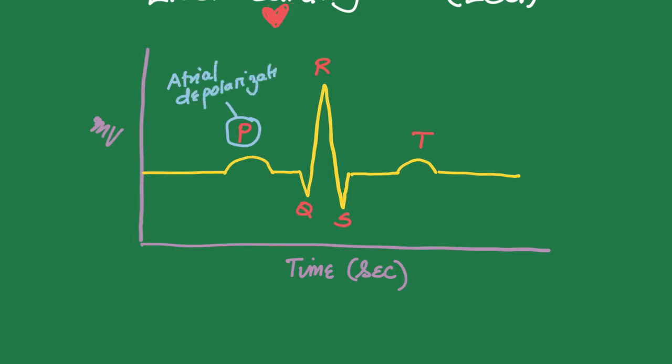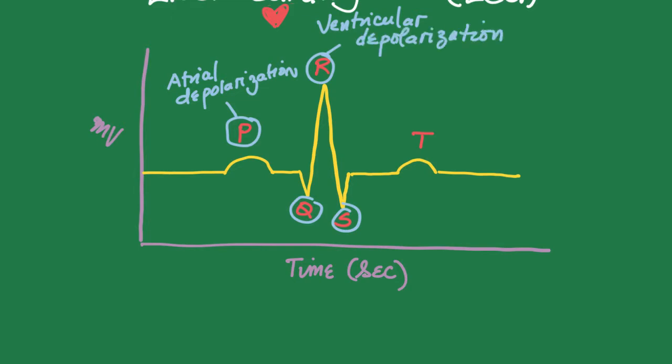The QRS wave represents ventricular depolarization, and it will be followed by ventricular contraction. The T wave represents ventricular repolarization, and it will be followed by ventricular relaxation.